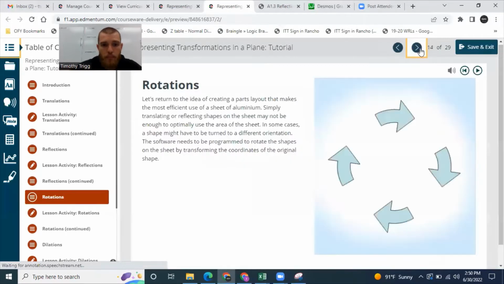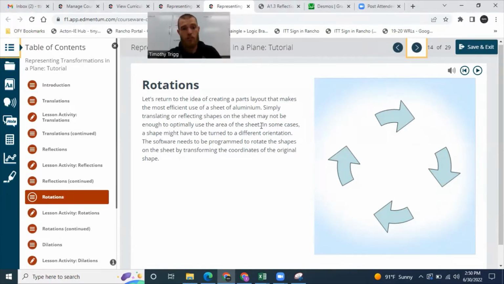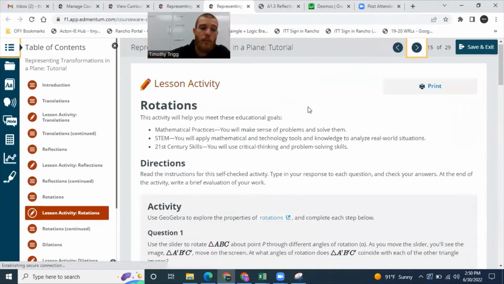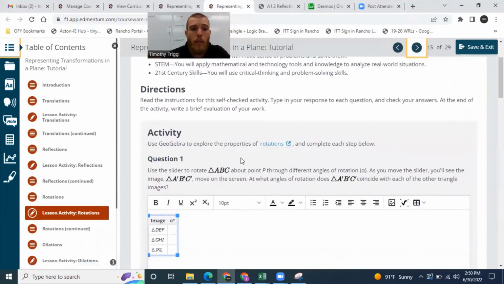Let's go ahead and move on. So we talked about translations. Remember, translation is where it's just shifting up or down, left or right. We talked about reflections. So that's when there's a line of reflection and you're reflecting the image on the other side of it. The next type of transformation we're going to talk about is rotations. So let's go ahead and get started with that. Here on page 15, we're going to get started with rotations.